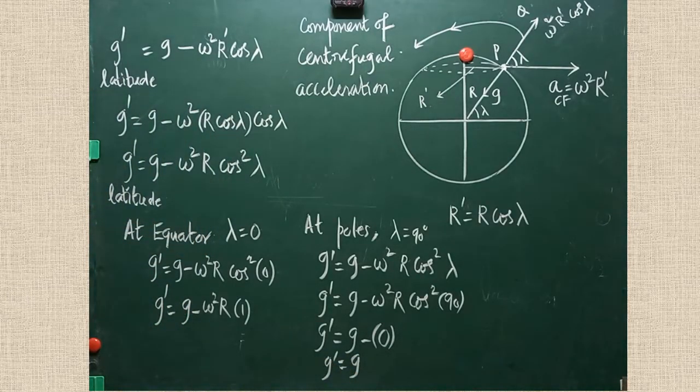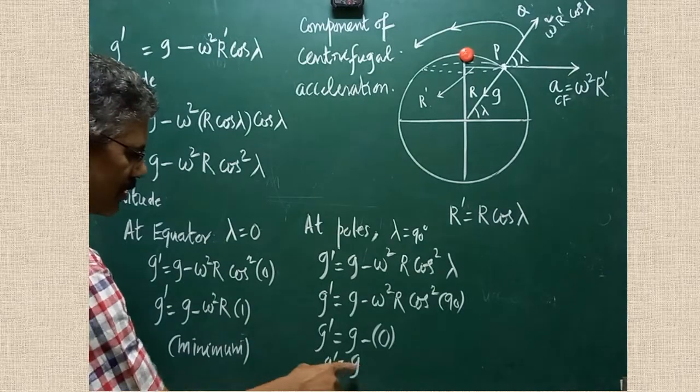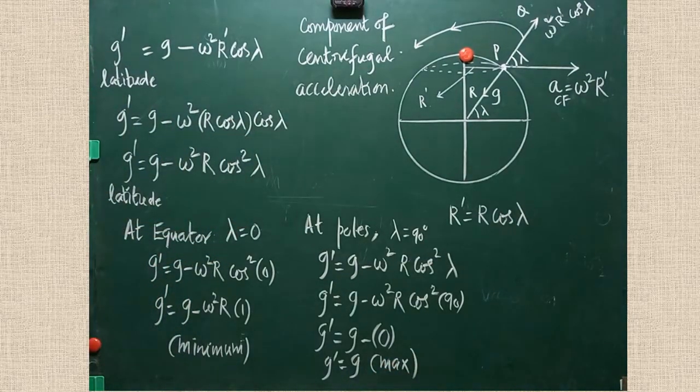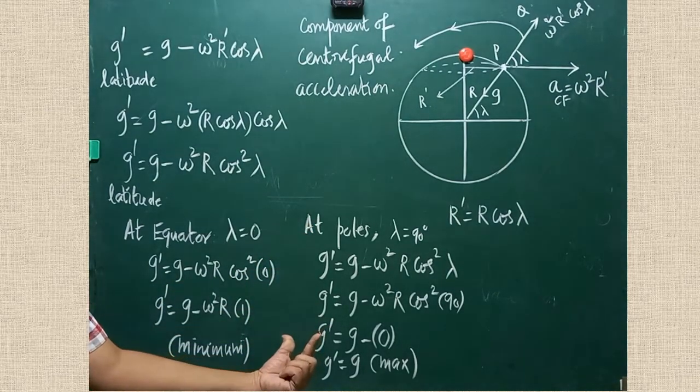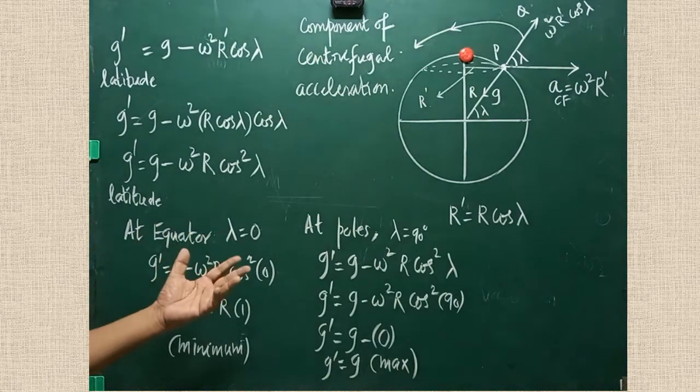So g dash becomes g, but at the equator the factor is subtracted from g, so definitely that value would be minimum. Are you clear? Very important one. So the final conclusion is: at the equator, the acceleration due to gravity is minimum. At the poles, g dash becomes equal to g, so the g value will be maximum. You have to understand the concept very thoroughly. So when the earth spins, this variation occurs: acceleration due to gravity at the equator becomes minimum, and at the poles it attains the maximum value. So this is the conclusion. Clear? Problems are there; by solving the problems, you can understand the concept very thoroughly. Okay, thank you.